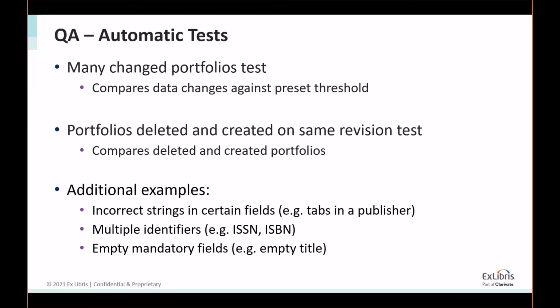We check if we have a mismatch with the identifiers, if the identifiers exist in the KB, in the knowledge base, and relate to another title. Basically, we do sanity checks on the data that we receive from the providers, just to make sure that we ingest correct and updated information.